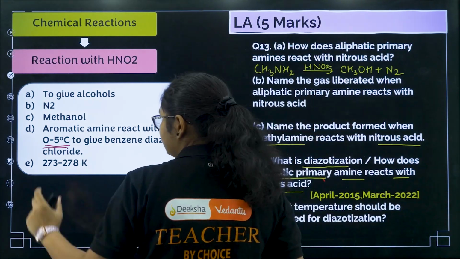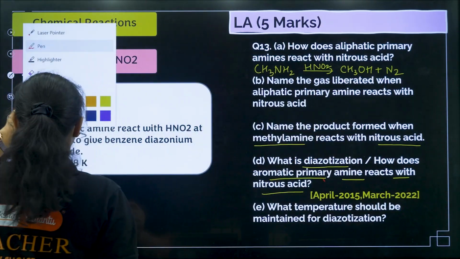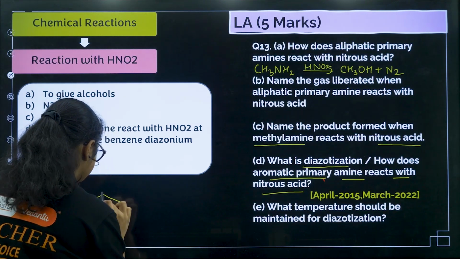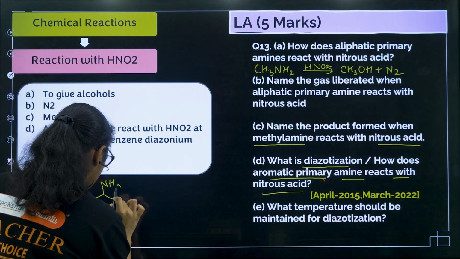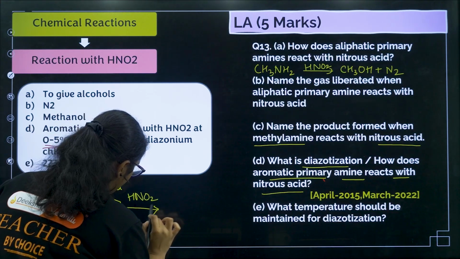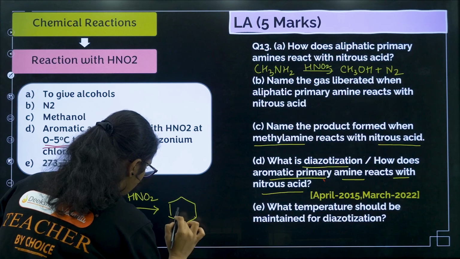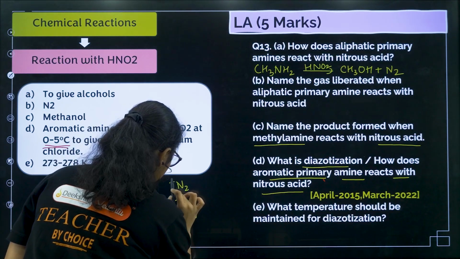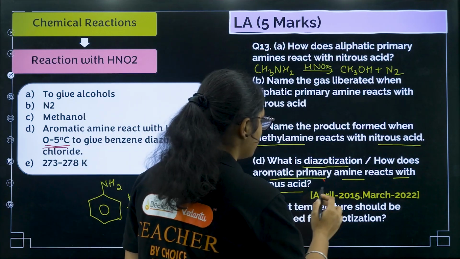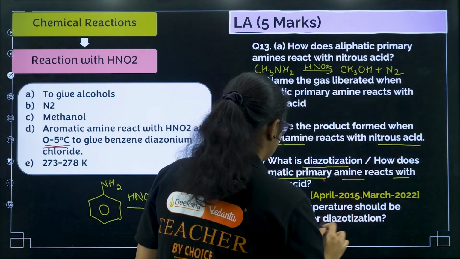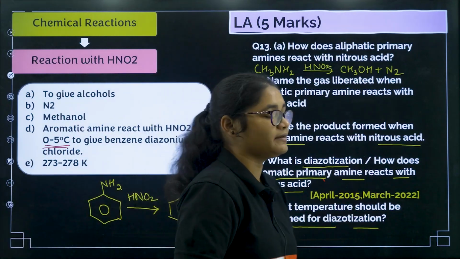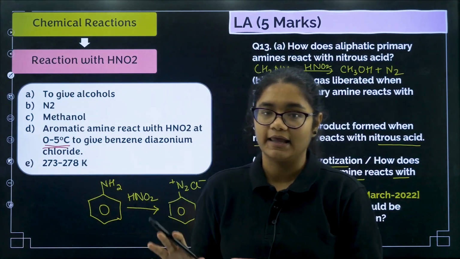What is the reaction here? If I want to write this reaction, you have aniline, NH2, and you treat it with HNO2. Okay, and you get here N2+ Cl-, which is your benzene diazonium chloride. Next, what temperature should be maintained for diazotization? It is 0 to 5 degrees Celsius, or 273 to 278 Kelvin.